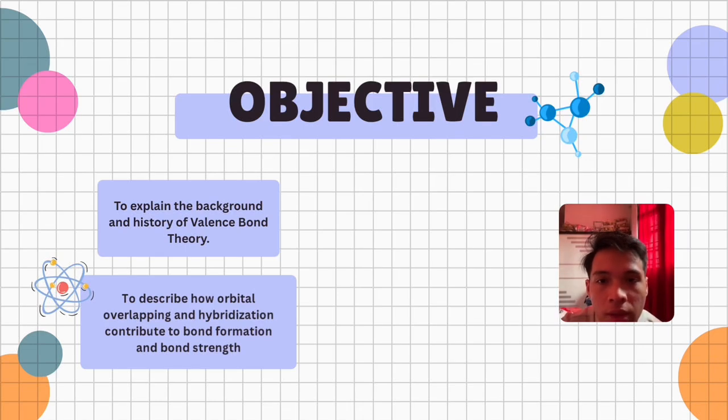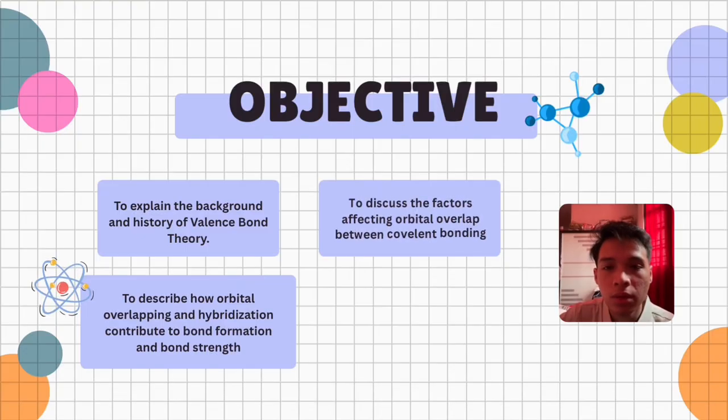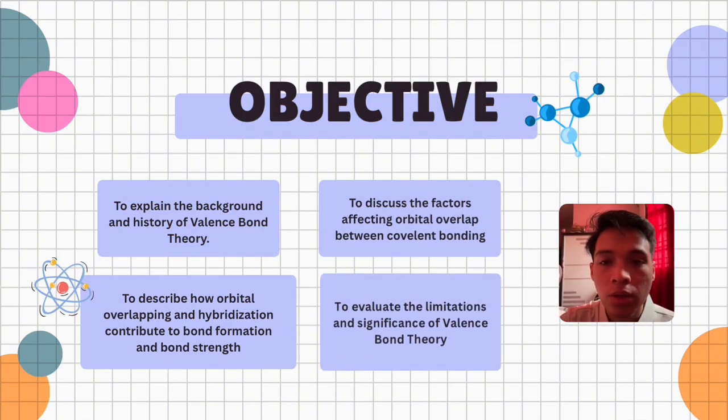bond strength. For the third one, to discuss the factors affecting orbital overlap in covalent bonding. For the last one, to evaluate the limitations and significance of valence bond theory. That's all for the objectives, and I'll be talking about the introduction.